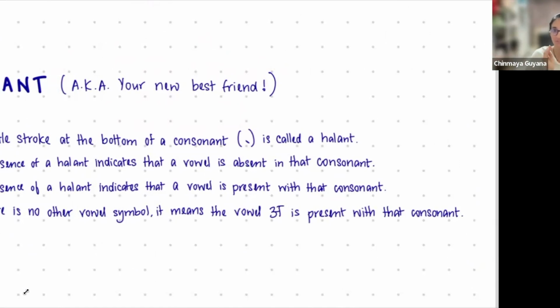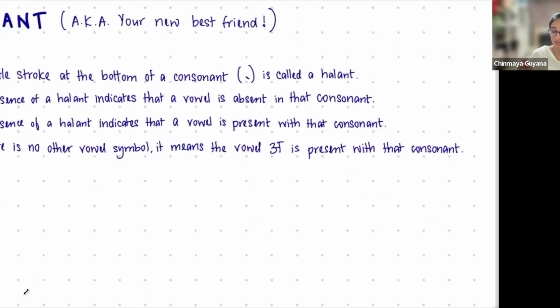If there is a halant, you have to say the word without a vowel, and if there is no halant, you have to say it with the vowel. What is the halant? Remember, the halant is the little stroke at the bottom of the consonant, and the presence of the halant indicates there's an absence of a vowel. The absence of a halant indicates there is a presence of a vowel. And if there's no vowel symbol, it means the a is the vowel that is there.